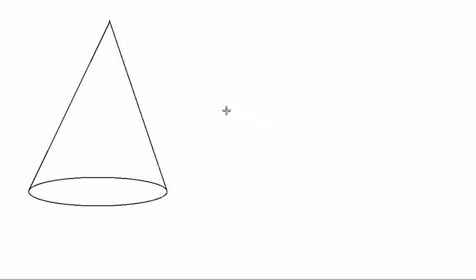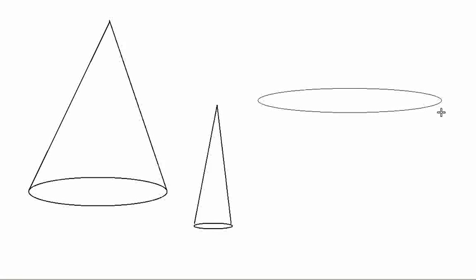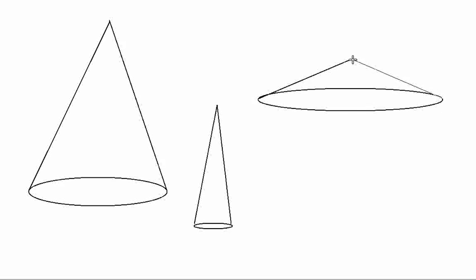You can have cones where the vertex point is very high relative to the size of the circle. Something like that. You can have cones that have vertex points very close to circles relative to the size of the circle. Let me make an example with a vertex point closer to the center of the circular base. All right, so all of those are examples of cones.